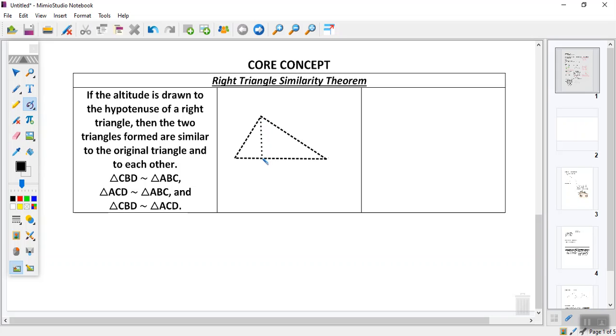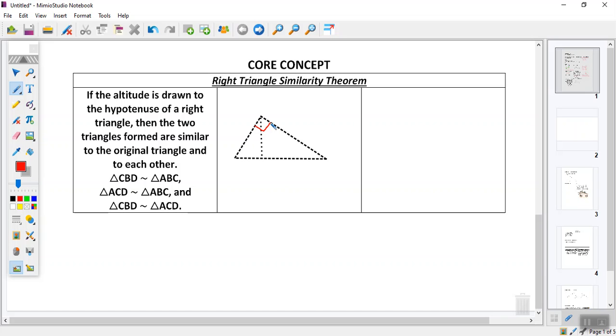Okay. Guys, if the altitude is drawn to the what? Okay, so let me put some angles in here like so. If I put this as a right angle like this up here, doesn't that make this the hypotenuse down here? Yeah. Okay. And so, what really ends up happening here, kids, is this.